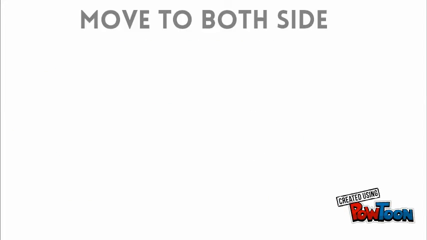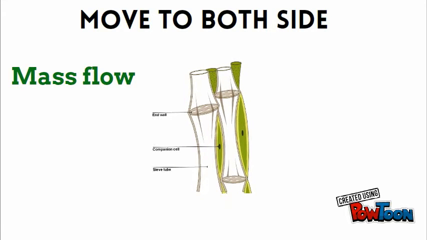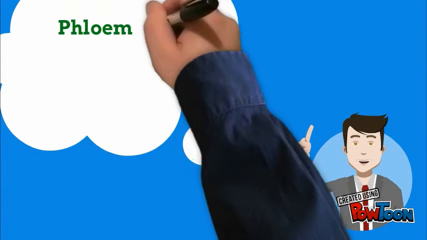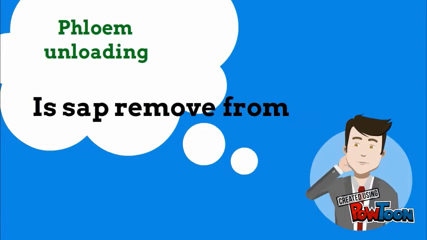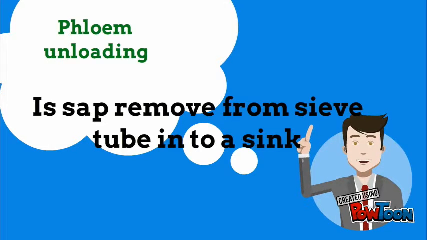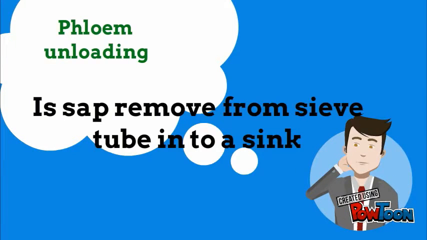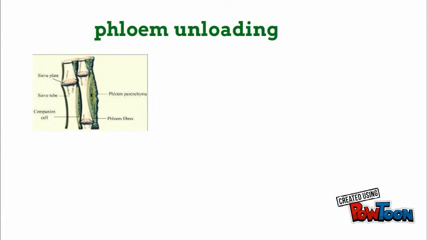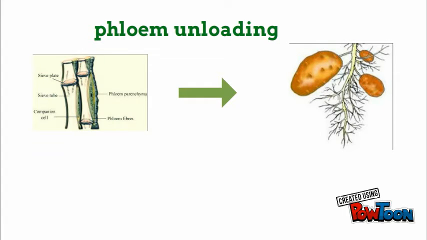Phloem translocation. The tissue that translocates the products of photosynthesis. Phloem unloading is sap removed from the sieve tube into a sink. It leads to a lower sugar concentration in the sieve element, generating a high solute potential in the sieve elements of sink tissues. As the water potential of the phloem rises above that of the xylem, water tends to leave the phloem in response to the water potential gradient, causing a decreasing sugar pressure in the sieve element of the sink. This is the phloem.